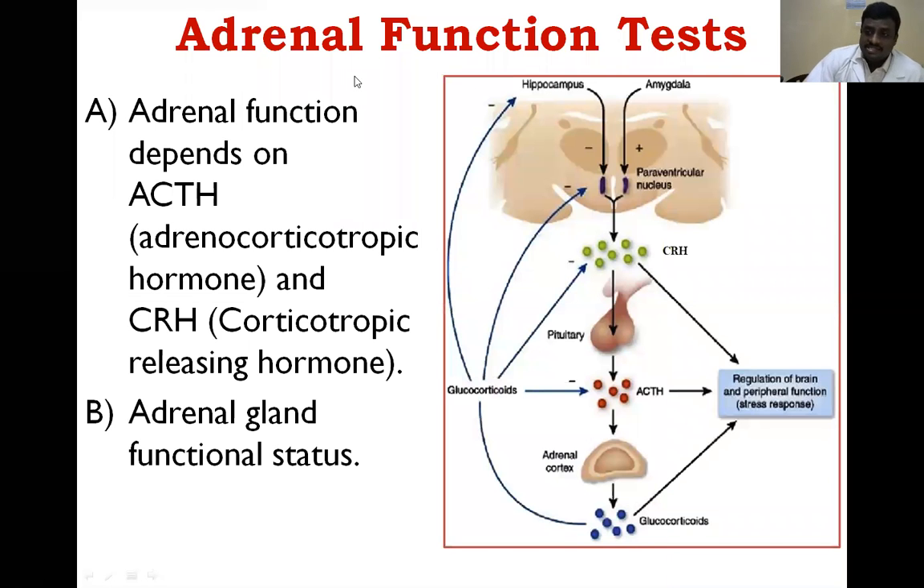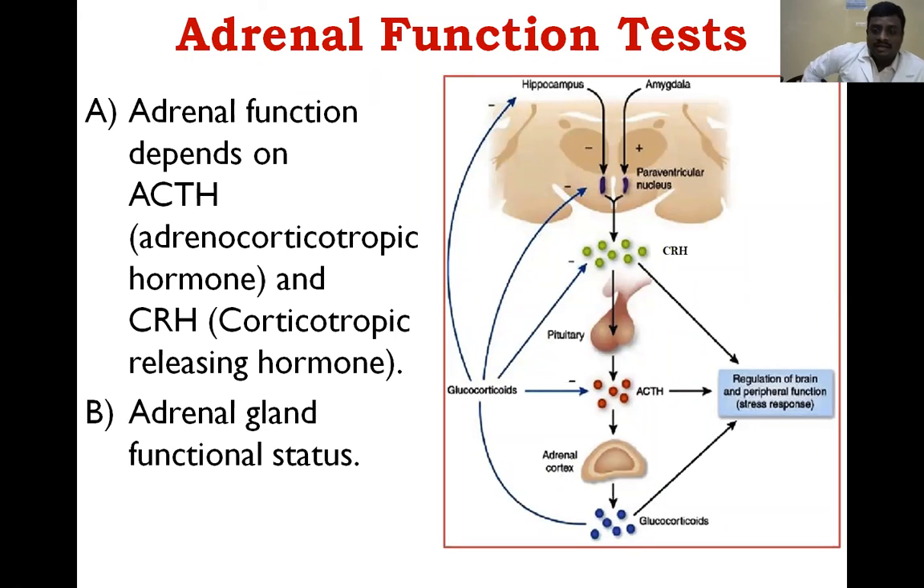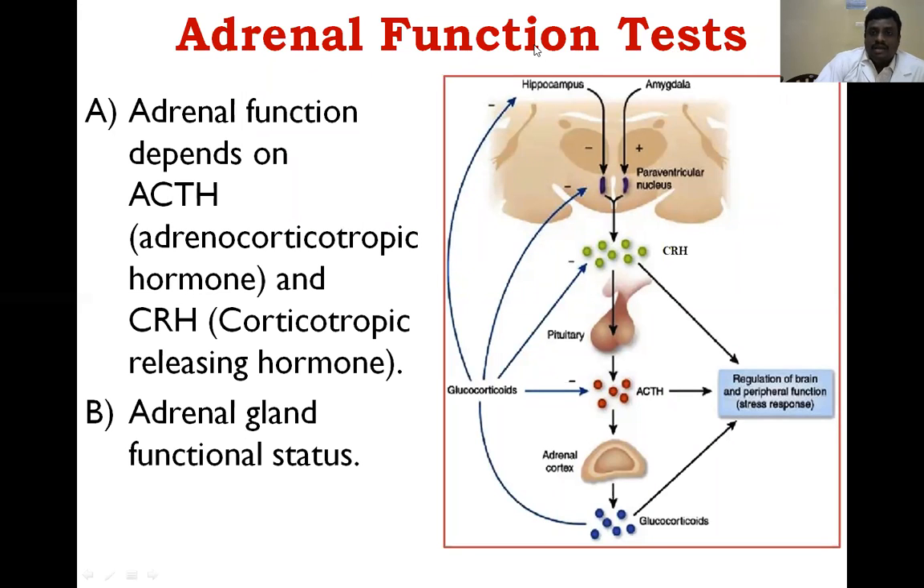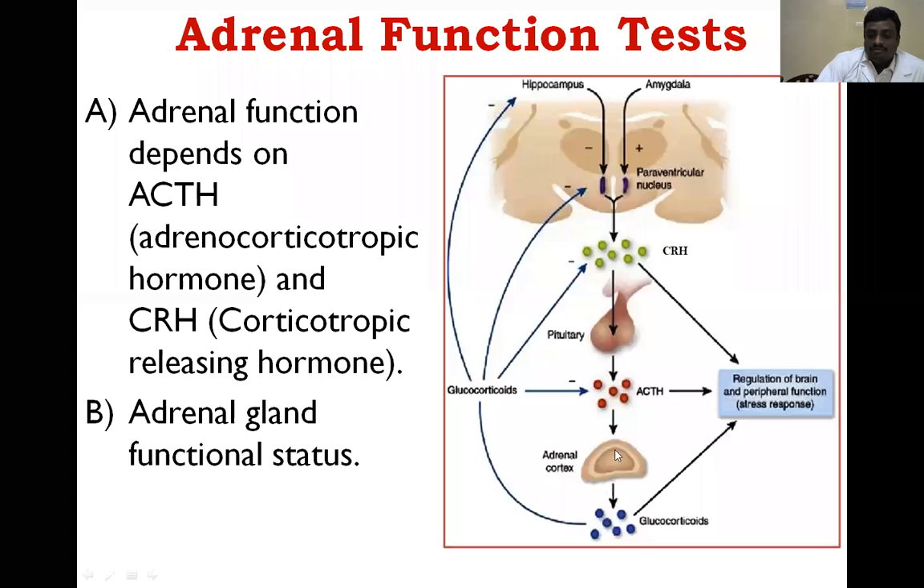So that is about the basic thing about the adrenal gland, what type of cells are present, what type of hormones those are releasing due to stress, and what the actions of stress hormones are in the different cells. So these are all we discussed. Now we have to discuss adrenal function tests. Adrenal function, whether it is normal or abnormal.